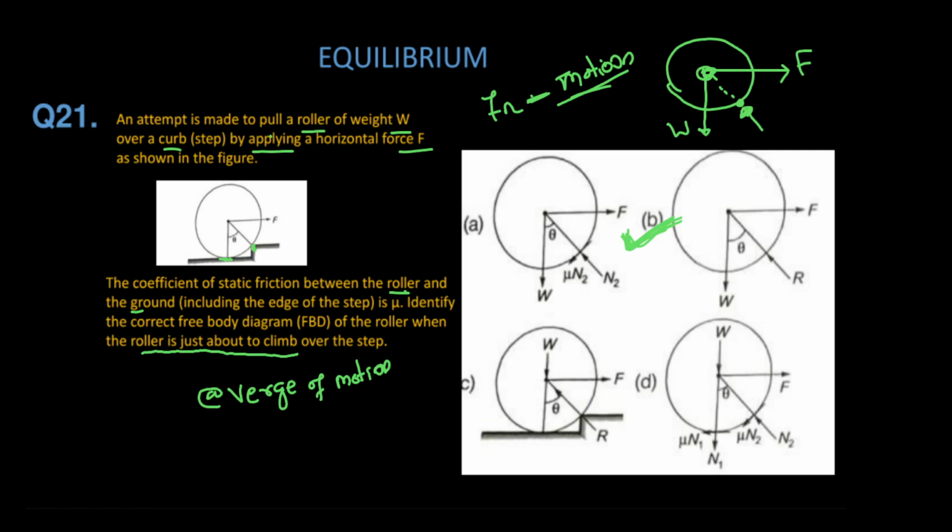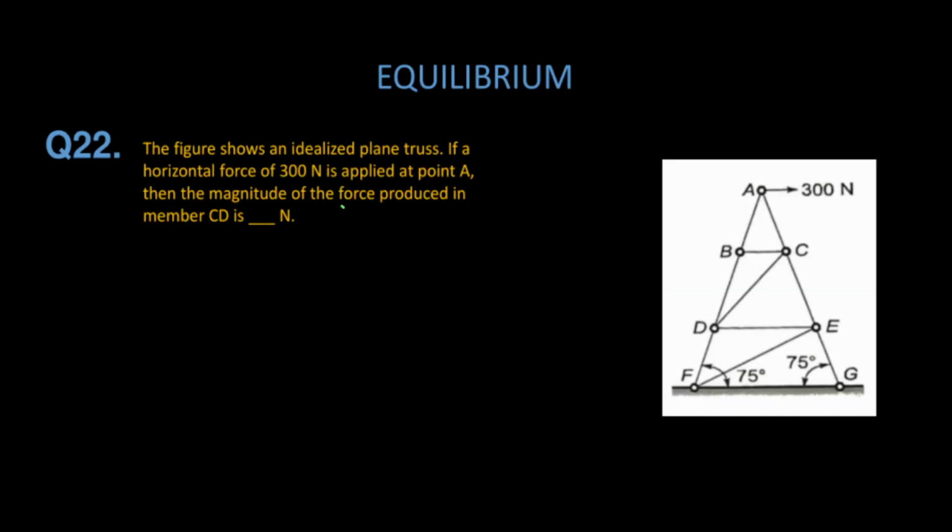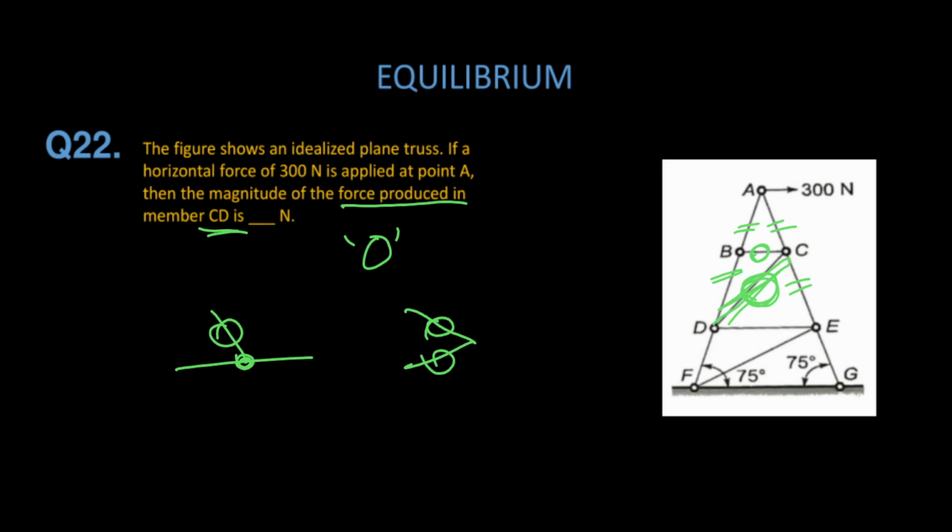Again, in the next question, he is talking about the force produced in member CD. As you can see, these two are collinear, so the force in this member is equal to 0. Again, these two are collinear, so the force in member CD will be 0. So the answer will be 0. By applying the concept like this, whenever two are collinear, the third one will be 0.